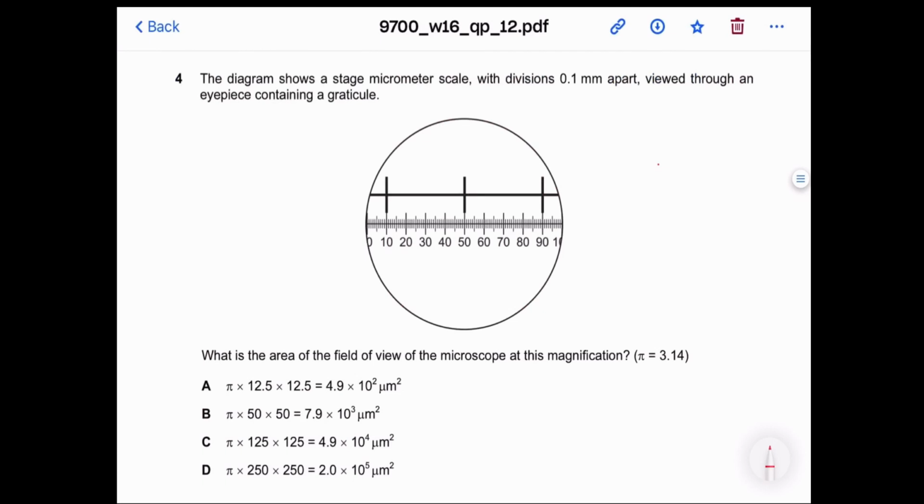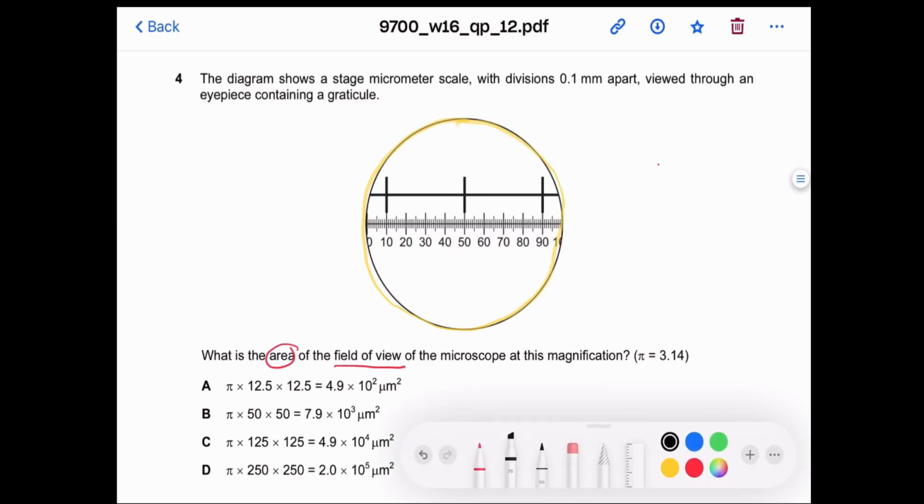Okay, for this question, it's actually asking for the area of the field of view of the microscope. So what is actually the field of view? The view that you can see under the light microscope will be this particular circular structure. So what is the formula for this particular circular structure? Since it's circular, it's pi r square.